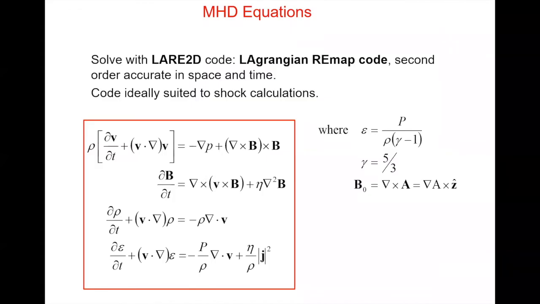So how do we understand this? Well, actually, we can write down the MHD equations. So that's what I've got in the red box there. I'm going to solve them using the Lare2D code, a Lagrangian remap code. That code is ideal for solving shocks, which will be important later. So I can write down my MHD equations.